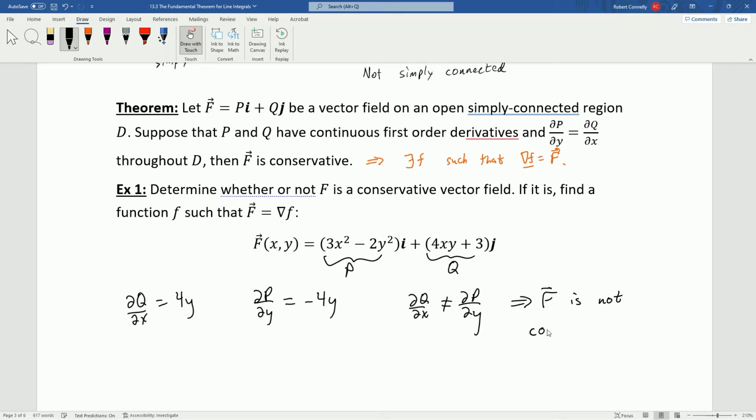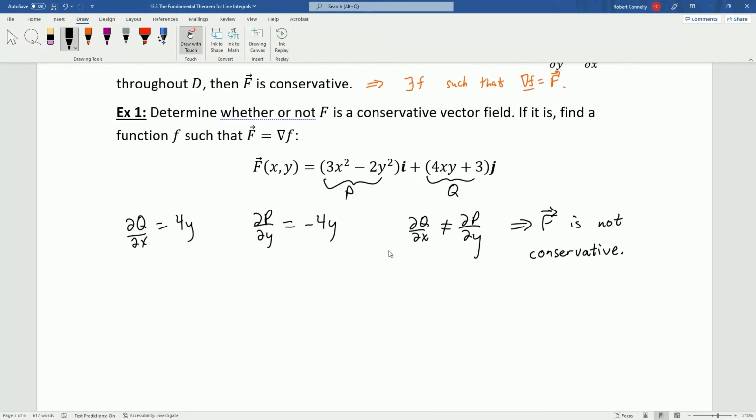And since F is not conservative, we won't be able to find a little f. So we won't be able to apply the fundamental theorem of calculus here. Okay, well, lame, but at least we know we won't be able to use that to evaluate any such integrals of that type here. But we could use our direct methods. So let's move on to another example.